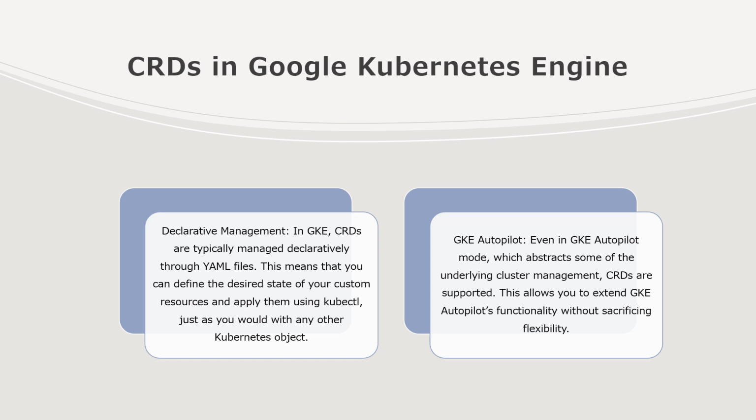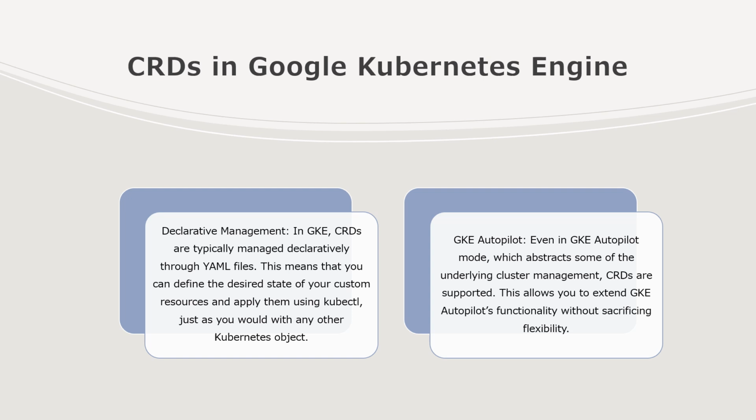Declarative management. In GKE, CRDs are typically managed declaratively through YAML files. This means that you can define the desired state of your custom resources and apply them using kubectl, just as you would with any other Kubernetes object. GKE Autopilot. Even in GKE Autopilot mode, which abstracts some of the underlying cluster management, CRDs are supported. This allows you to extend GKE Autopilot's functionality without sacrificing flexibility.